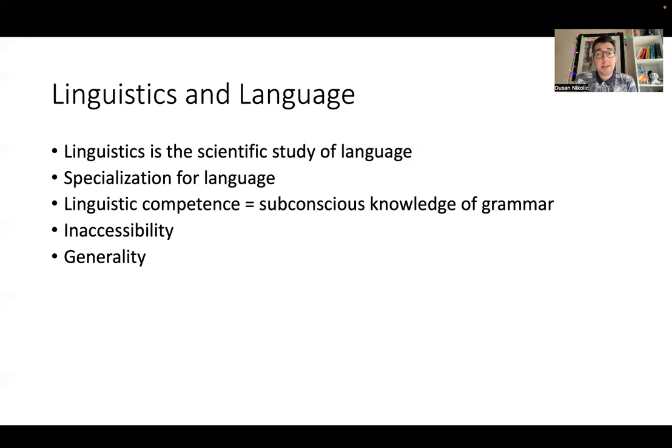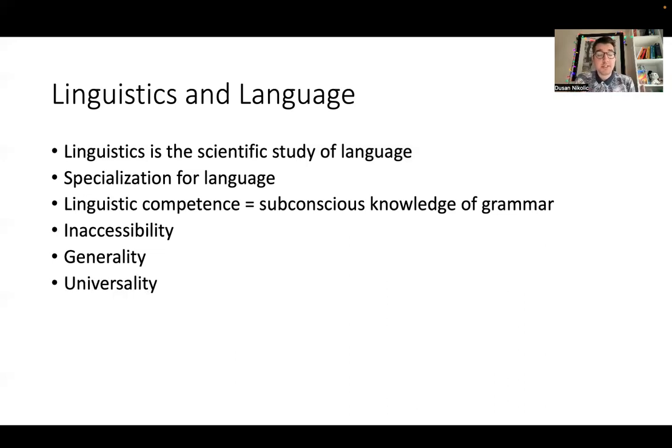And if we say, for example, in English, the plural of nouns is made by adding S to the noun, then that's a specific property of the grammar of English. And that's a property that we call generality. Every single grammar has some kind of its own property. Every language has its own property, and that's generality.